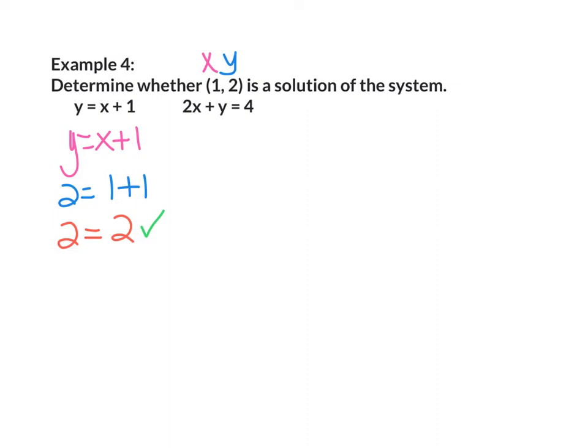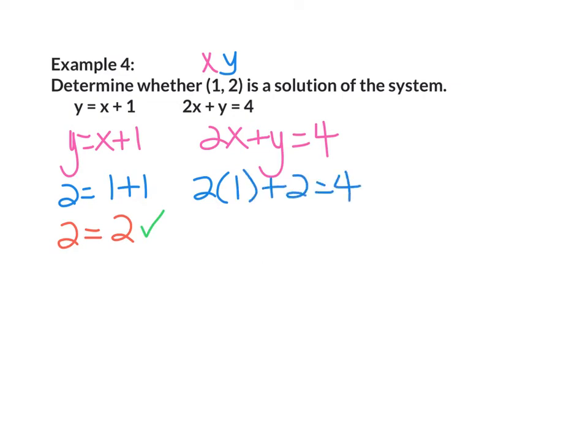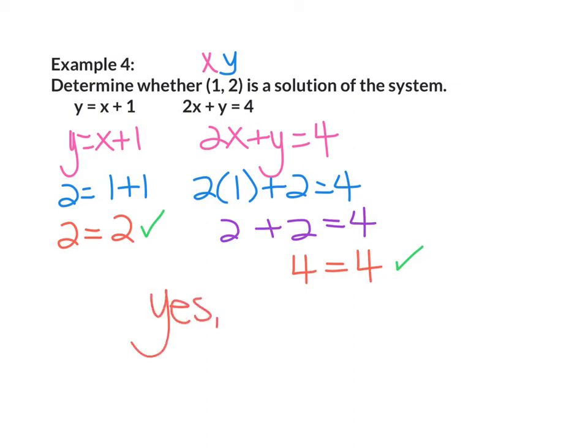Now the next equation, I have 2x plus y equals 4. So I have 2 times x, which is 1, plus y, which is 2, equals 4. So 2 times 1 is 2. Bring down the 2. Bring down the 4. So 2 plus 2 is 4. Bring down the 4. This is a true statement. 4 does equal 4. That means that this is a solution. So yes, it's a solution.